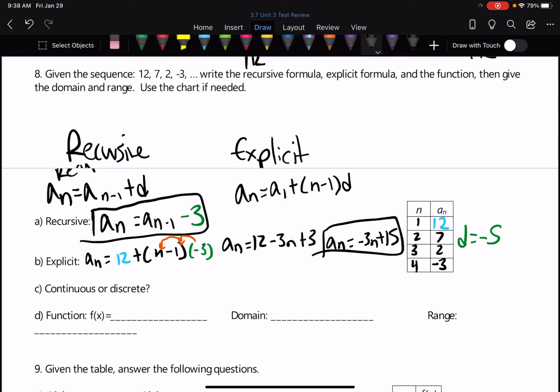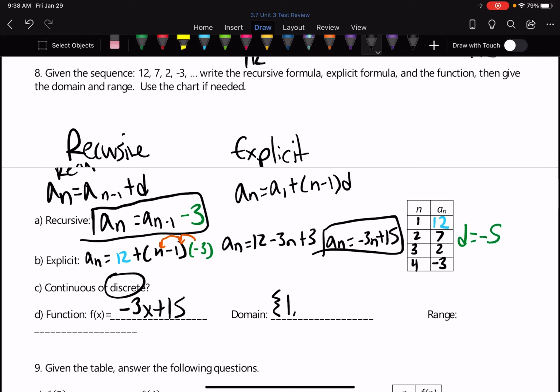Well, we're given this as a sequence, so we don't know about the terms in between, like the term numbers in between 1, 2, 3, and 4. So this is discrete. These are just discrete points. Our function would be -5x plus 17. Our domain then is just going to be our term numbers, so 1, 2, 3, and 4. And our range then is going to be our sequence, which is 12, 7, 2, and -3.